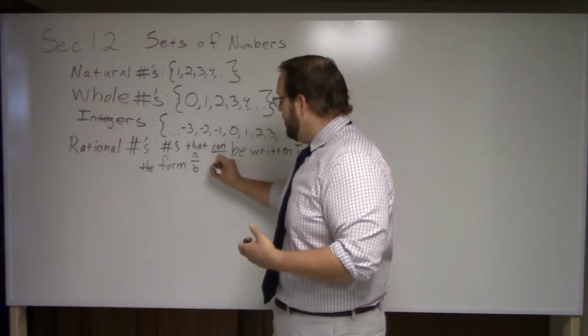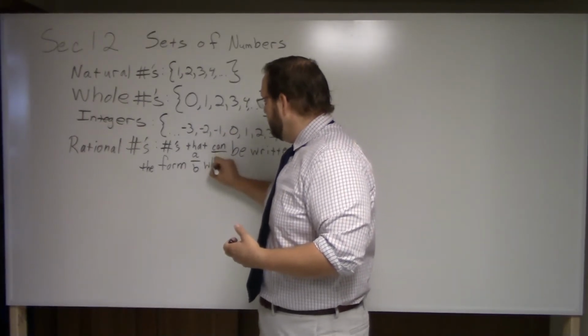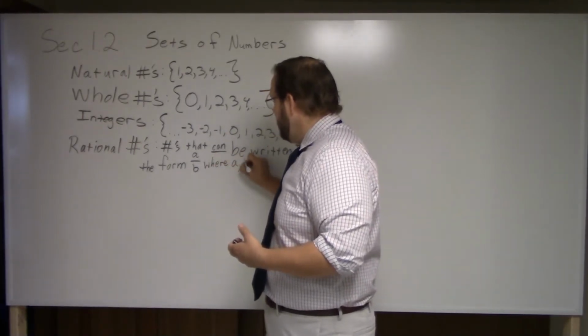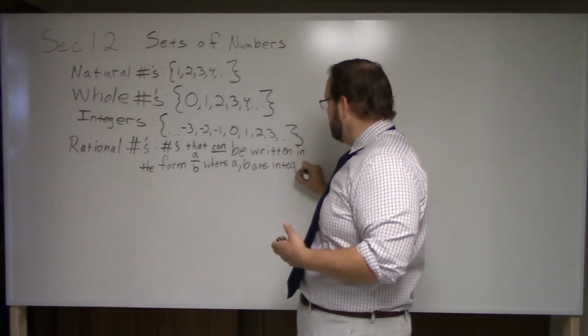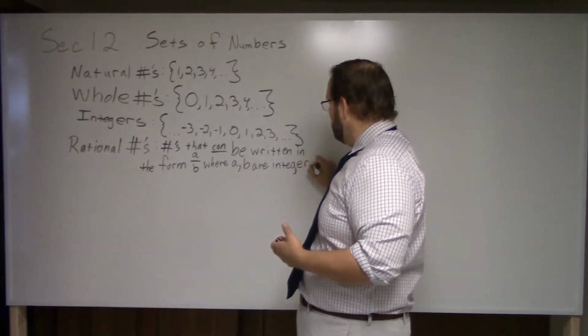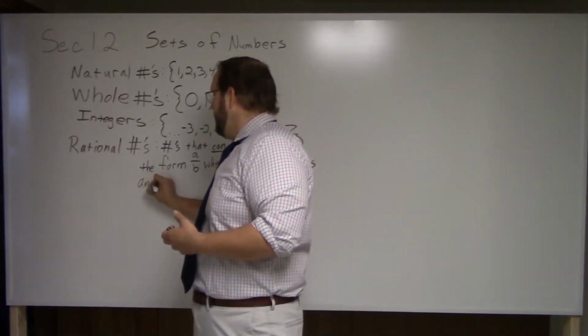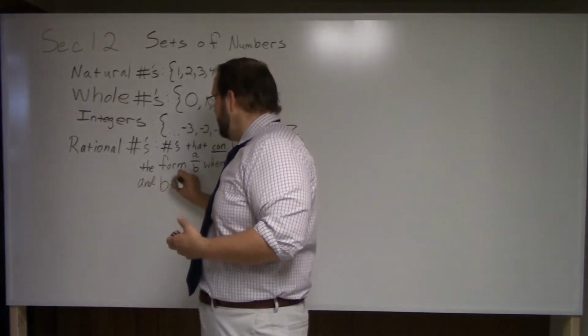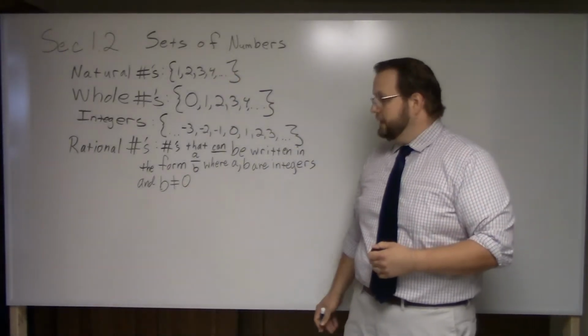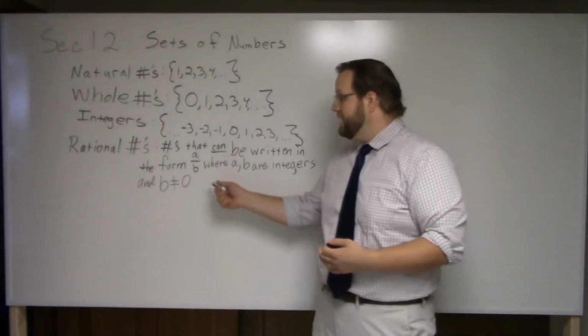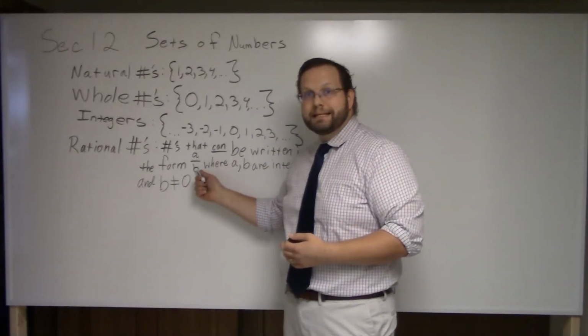Where A and B are integers and B is not equal to 0. Okay? Now, that not equal to 0 is very important. We never want to have a 0 in the denominator.